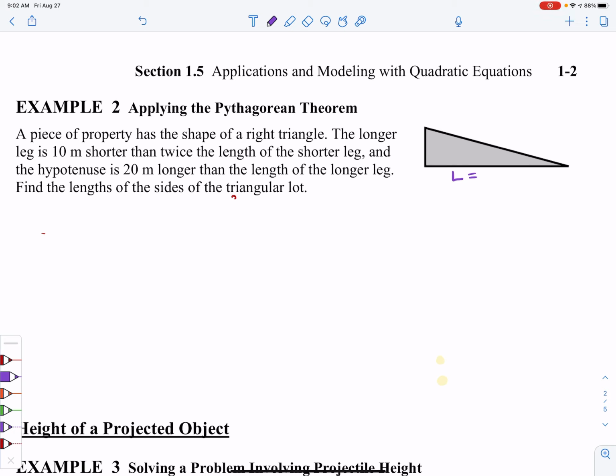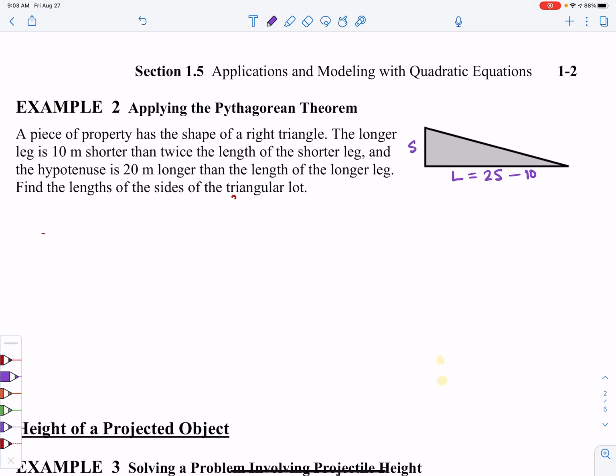So my long leg is 10 meters shorter than. So 10 meters shorter than says that I'm going to do something minus 10. Let's keep reading to find out it's 10 meters shorter than what? Twice the length of the short leg. Now, let's call the short leg S. And so if my long leg is twice the length of my short leg minus 10, now I have a full equation there for my long leg.